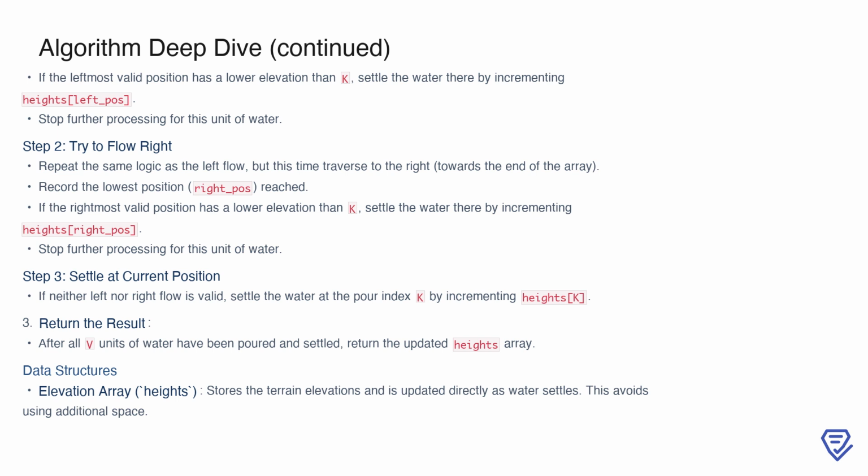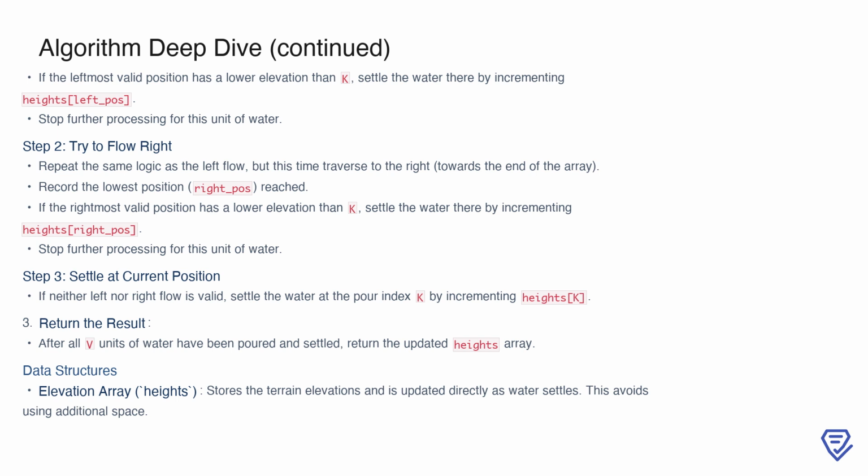At this point, the current unit of water is fully processed, and we move on to the next. However, if flowing left is not possible, we proceed to the next step, flowing to the right. Similar to the left flow, we traverse forward from the current position while the elevation decreases. We record the lowest position reached as right_POS. If this position has a lower elevation than the starting index, we settle the water at right_POS. Again, the simulation for this water unit stops here.